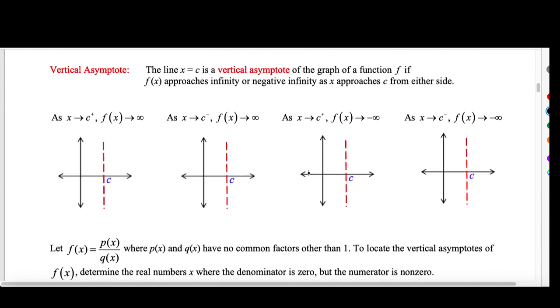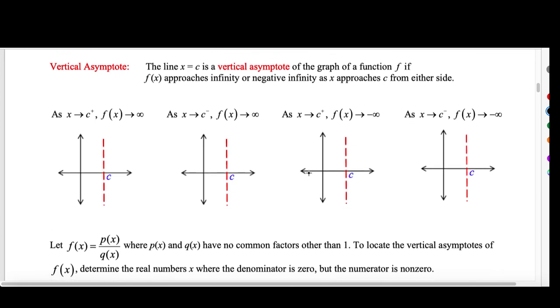Okay. Well, here's a definition of a vertical asymptote. The line x equals c is a vertical asymptote of the graph of a function f if f of x approaches infinity or negative infinity as x approaches c from either side, right? So that's the official definition, okay?